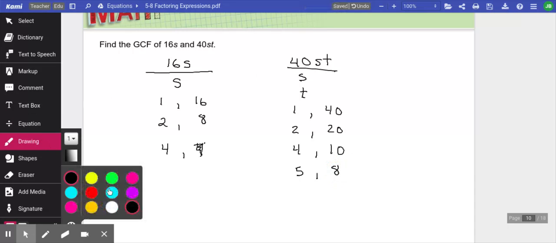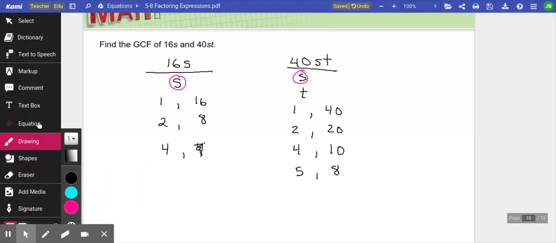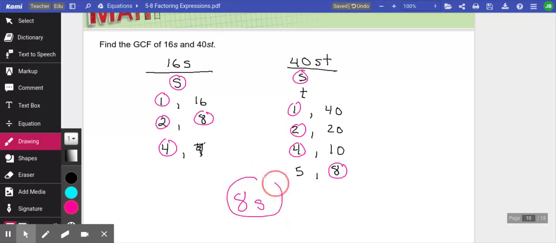So let's go ahead and mark our commons. First of all, I know s is going to be a common variable. We have 1, 2, 4, and 8. 8's the largest number. S is the only variable. 8s is our GCF.